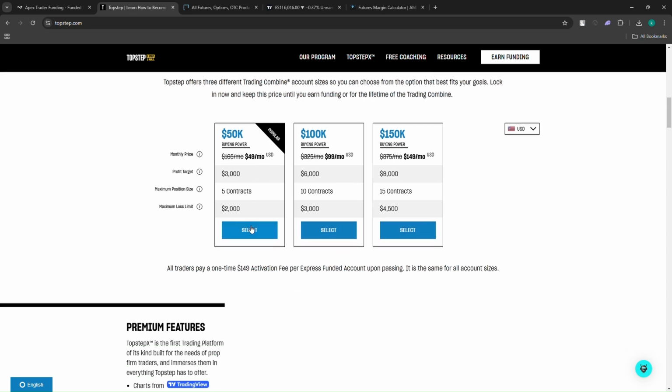Notice how it says maximum loss limit. This is not a threshold. So no matter if you're making profits or not, the max you can lose is $2,000 from the 50K. So let's say you're up to $52,000. Your maximum loss limit still stays at 48,000. Can't go below that limit, which is amazing in my opinion. It does not follow you.